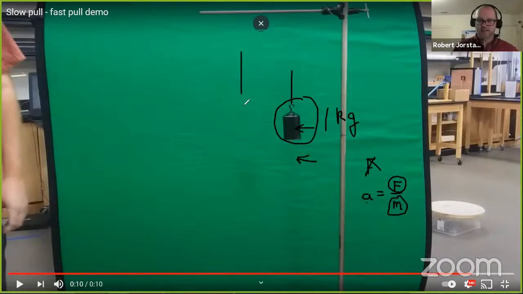In the other case, where you have this big mass sitting here and you pull very slowly, well, as you pull very slowly, right, this thing doesn't need to accelerate very much.